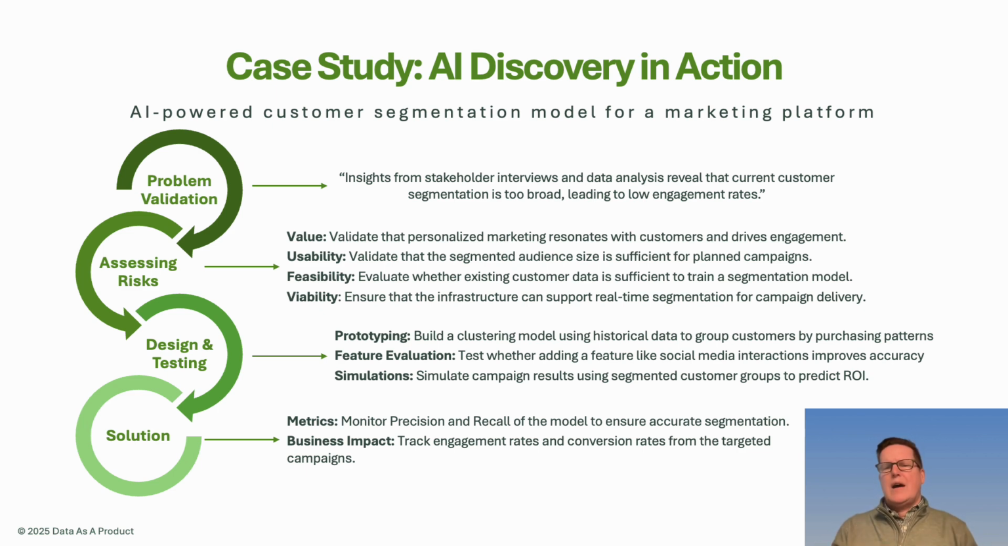We need to really have these types of collaboration between the product team. First, the product manager is going to ensure that the segmentation model aligns with the marketing objectives. The data scientist is going to design and train the model, refining it based on the experiment's results. And then the tech lead is going to integrate the model into the campaign platform and ensure that it's scalable.